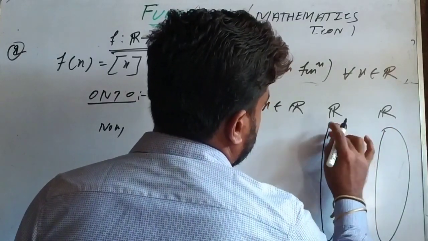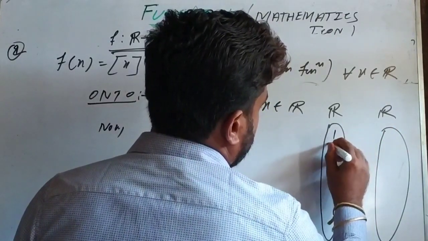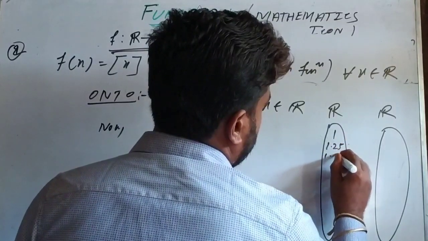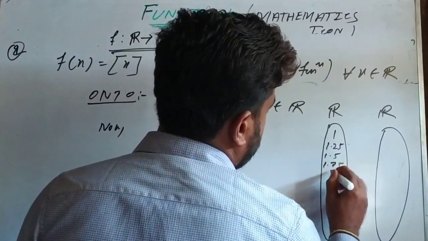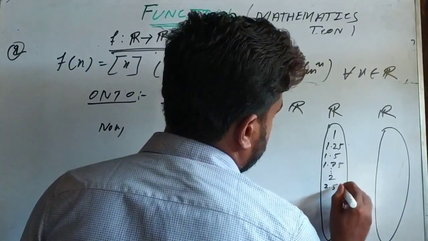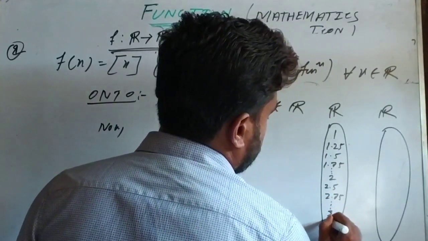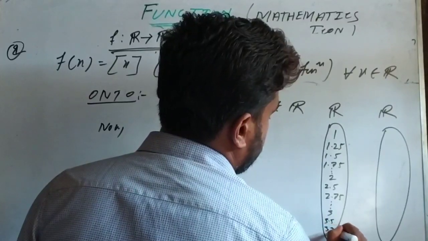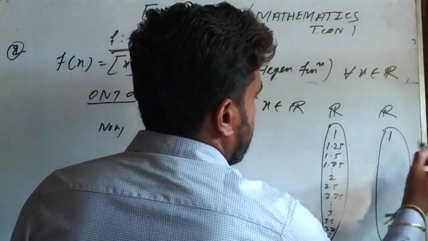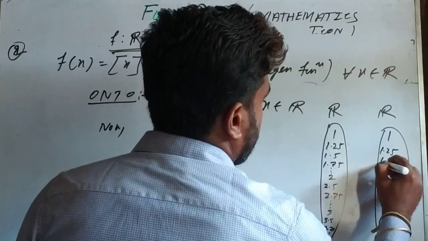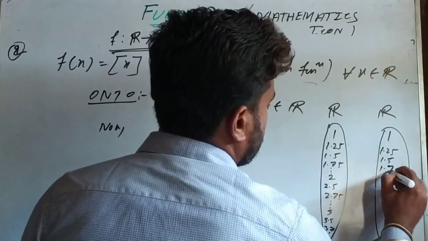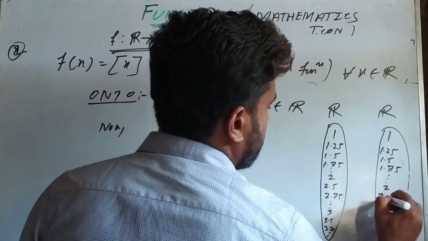1, 1.25, 1.5, 1.75, 2, 2.5, 2.75, 3, 3.5, 3.75. यहाँ पर भी 1, 1.25, 1.5, सेम सेट है ना दोनों, सेम एलिमेंट्स रहेगा, है कि नहीं?